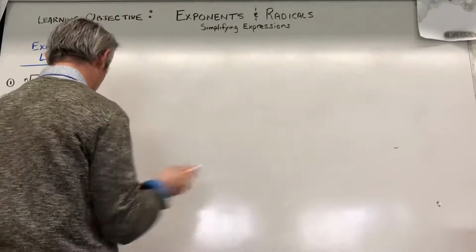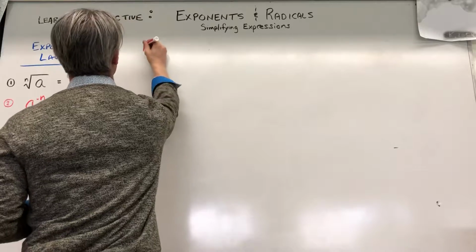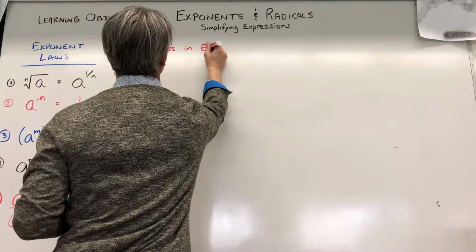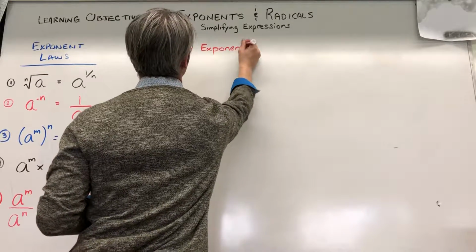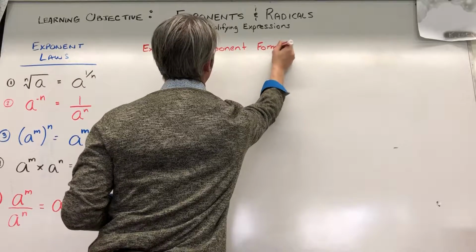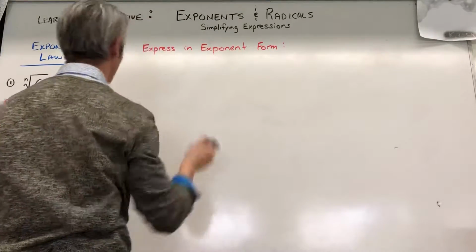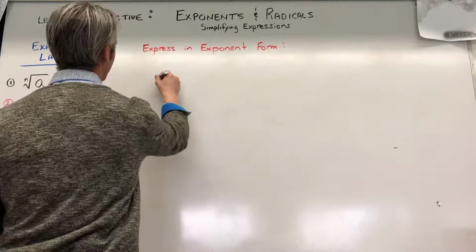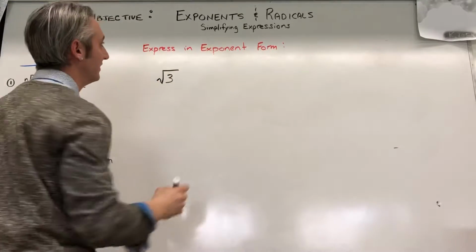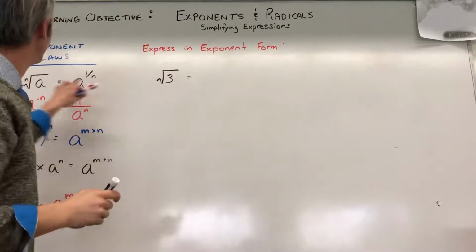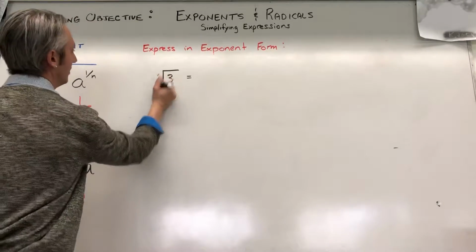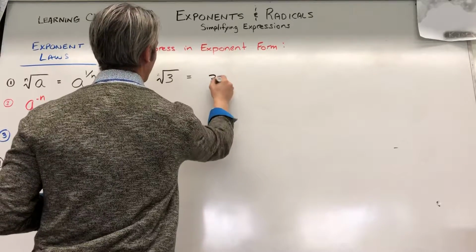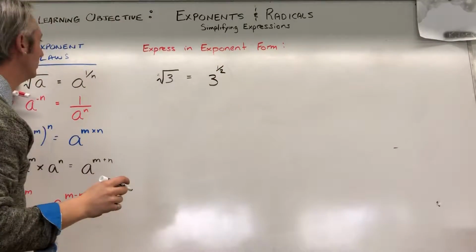So say I say express in exponent form. I'll just do one at a time, okay? So let's say I had the square root of 3 expressed in exponent form. Well, the 3 is my a here, and there's an invisible 2 here, so this becomes 3 to the power of 1 over 2. My n is 2, my a is 3.